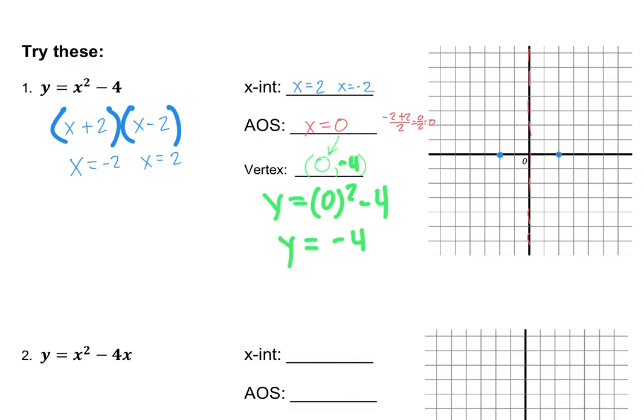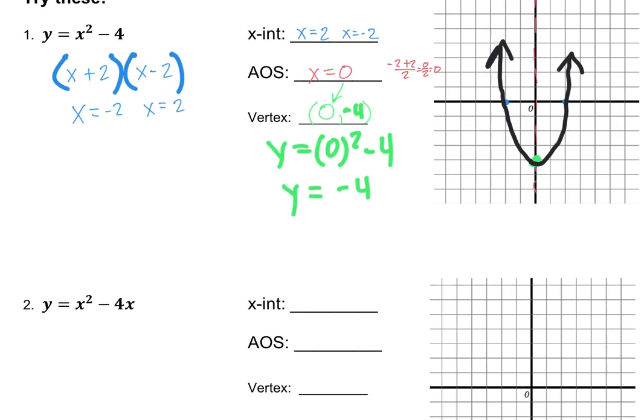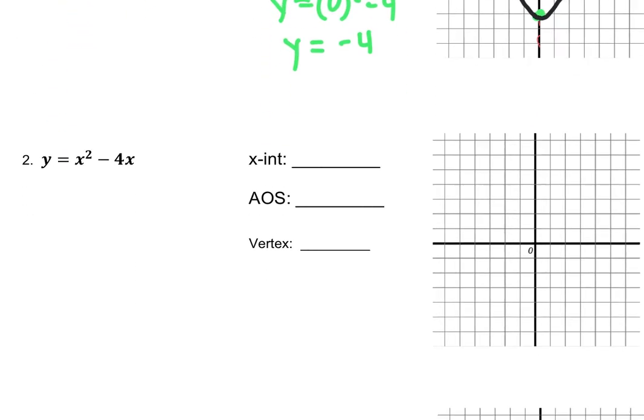1, 2, 3. Okay. Going to connect those. Remember, your parabola should be round at the bottom, at the vertex, not a point, because it's not an absolute value, right? Okay, number 2, let's try this one.